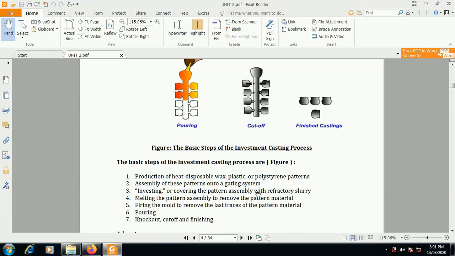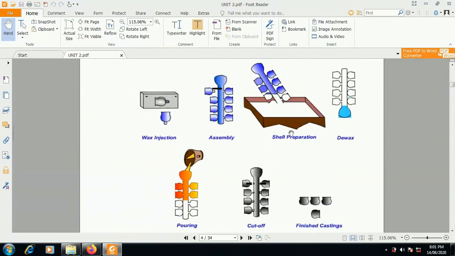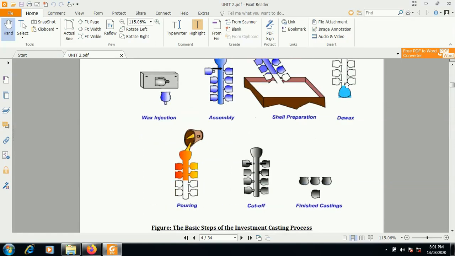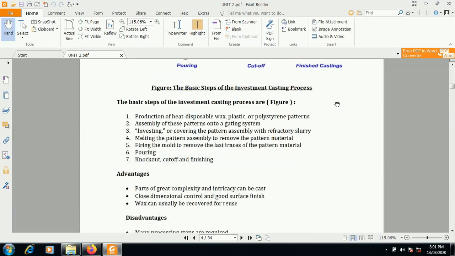Assembly of these patterns onto the gating system, then investing, or applying a suitable covering on the surface of the pattern with a refractory slurry. This is the third step, in which coating of refractory slurry uniformly on the surface of the pattern assembly is carried out. And after coating, the de-wax process will take place, meaning removal of the wax, and during removal of the wax, some of the wax is lost to the environment due to evaporation. That's why this process is called the lost wax process.